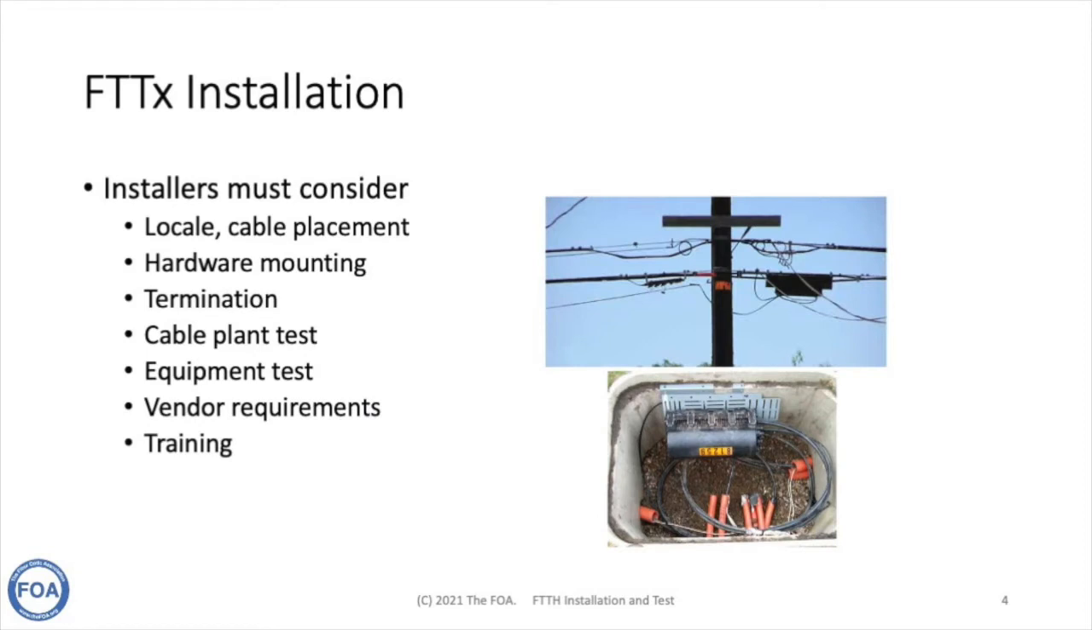The outside plant techs who install the feeder and distribution part of the network will use their standard fiber optic installation skills for pulling or placing cable, both aerial and underground, mounting hardware, doing splicing and termination, and then doing the testing of the cable plant. They may have to do some equipment test according to vendor requirements, and they may need to do some training for people who are involved in operating and servicing the network. These are your CFOTs, who generally work in an outside plant environment.